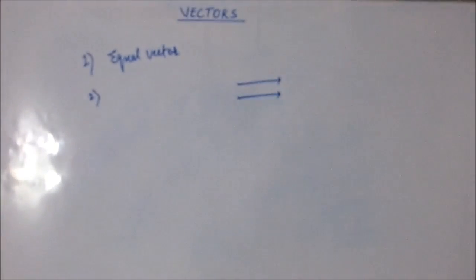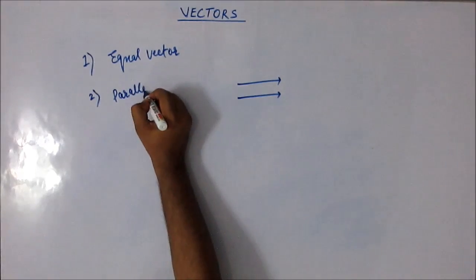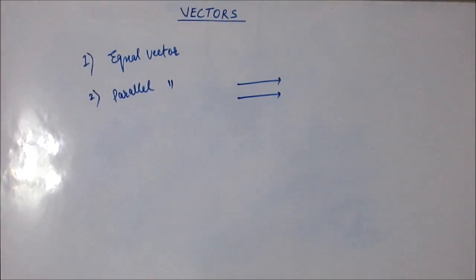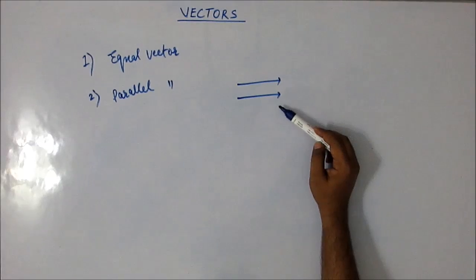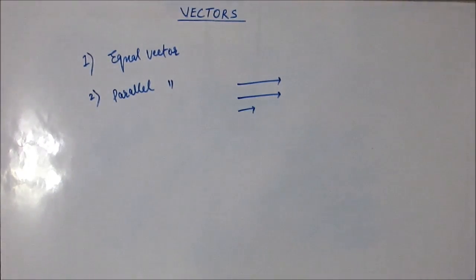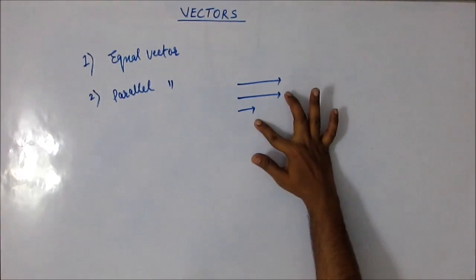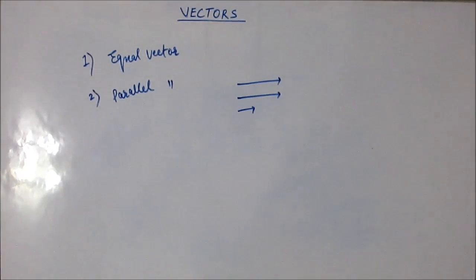Okay, now we can talk about parallel vectors. As you can understand from the name, parallel vectors are the ones pointing in the same direction. These two vectors of course are parallel because they are pointing in the same direction. But if I draw a third vector which is not of the same length, still the third vector is parallel to both. All these three vectors are parallel to each other. They are parallel vectors because the direction is the same, that's it.